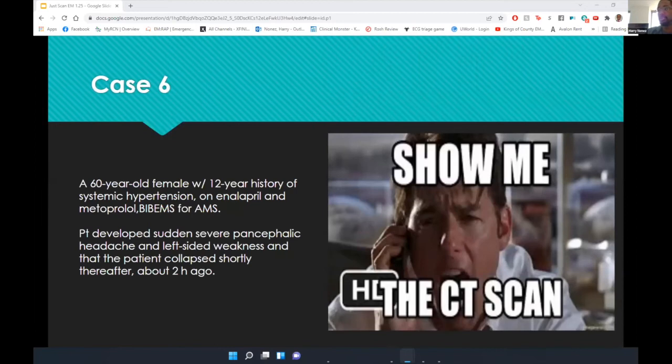Next case, we have a 60-year-old female, 12-year history of systemic hypertension on enalapril and metoprolol. And she was brought in by EMS for altered mental status. The patient developed sudden severe pancephalic headache and left-sided weakness, and the patient collapsed shortly thereafter. So what do you think?